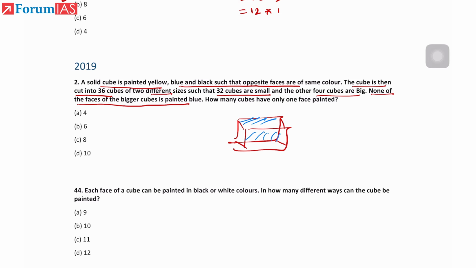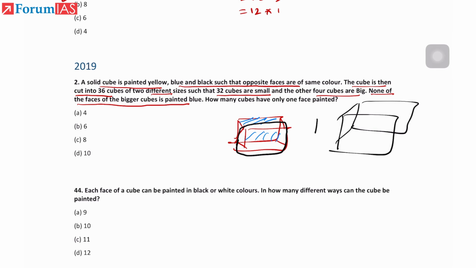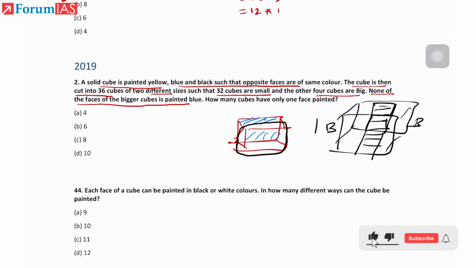So what it means is that the bigger cubes will be somewhere in the center. So it would be something like, let's say I'm making this line. If these 2 sides are blue, then my 4 bigger cubes will come here. So 1, 2, 3 and 4. That is how my 4 bigger cubes will come, and the other cubes will be on the side.